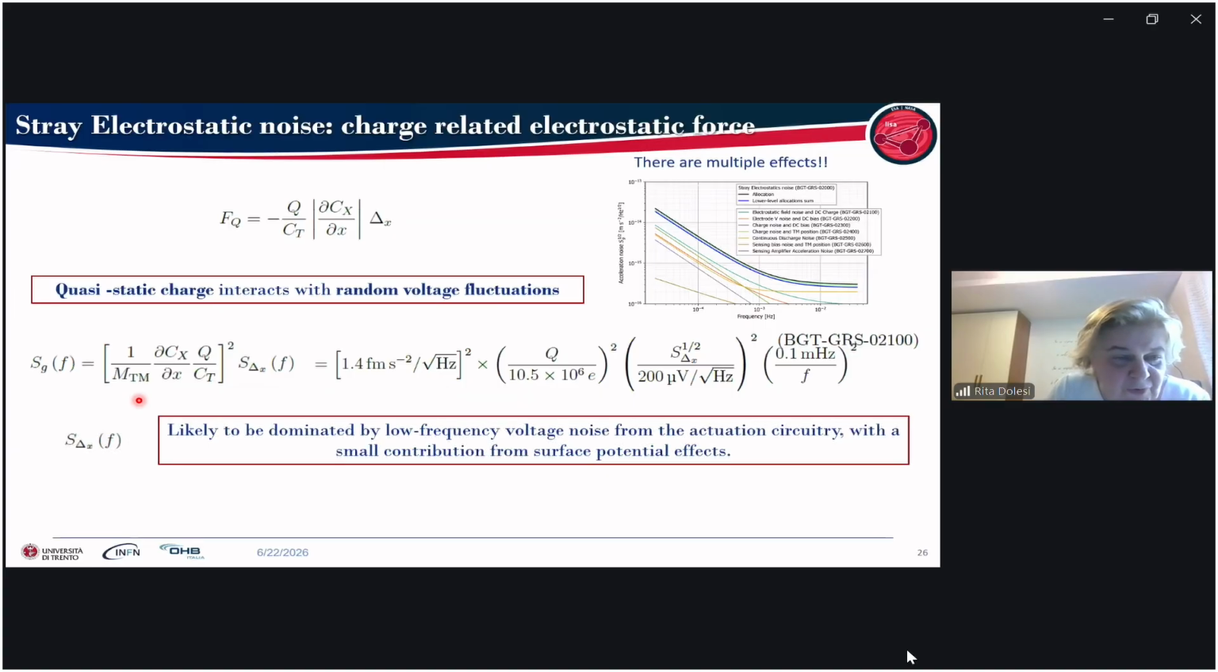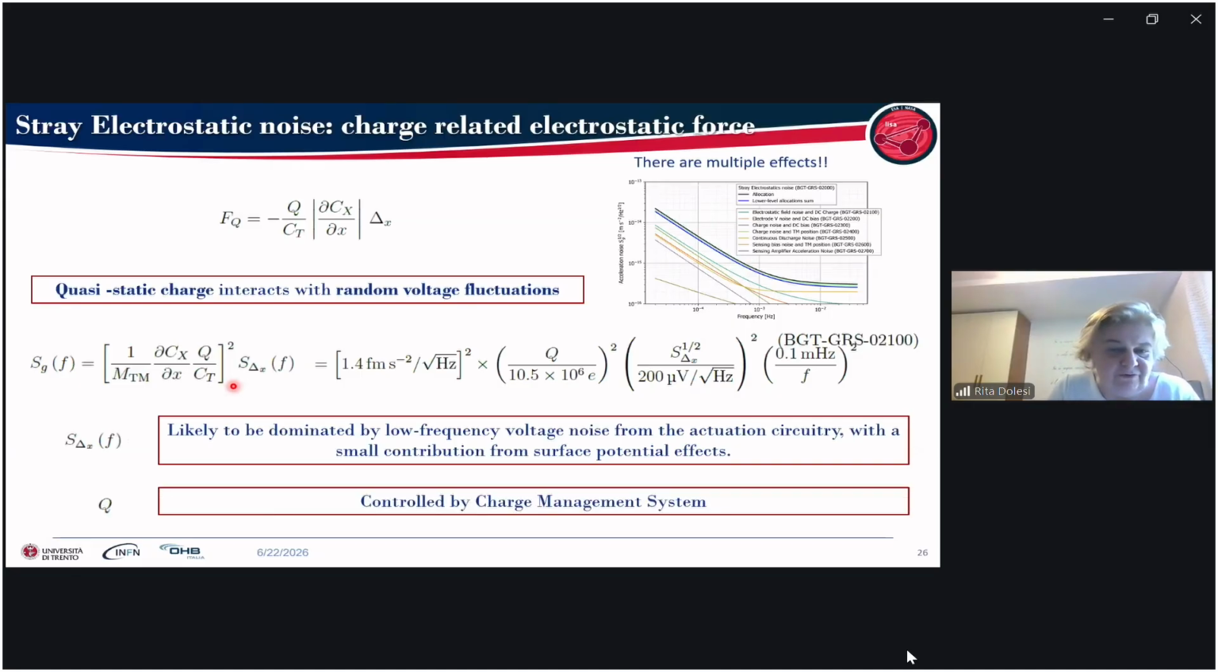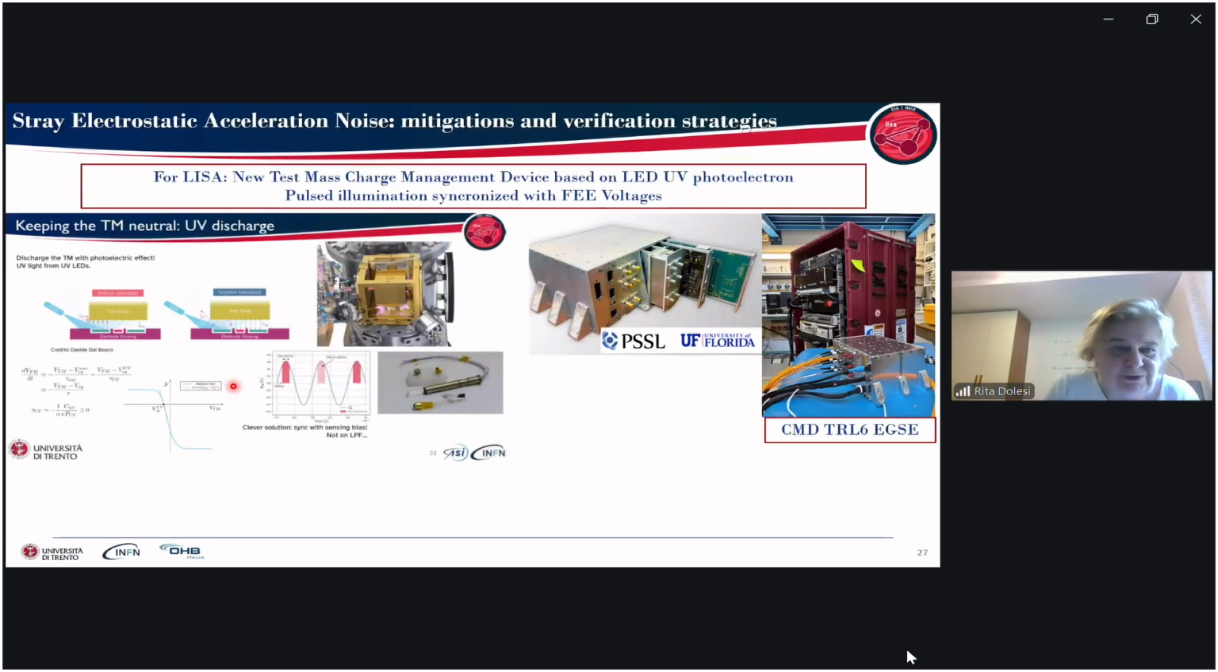Here, basically, the fluctuation of this delta X, we think, based on the LPF experience, will be dominated by the actuation circuitry noise, with a small contribution from the surface potential. The charge, we have to take care of by means of a control and charge management system.